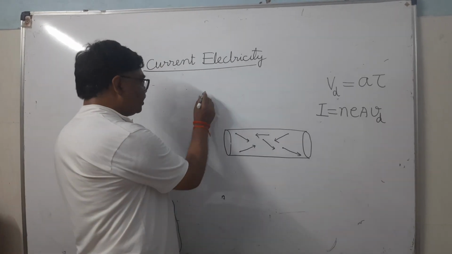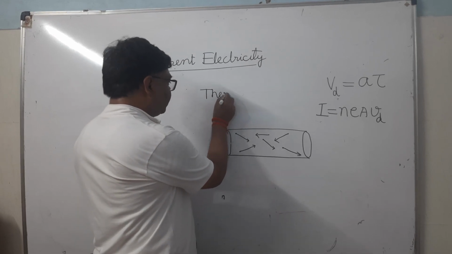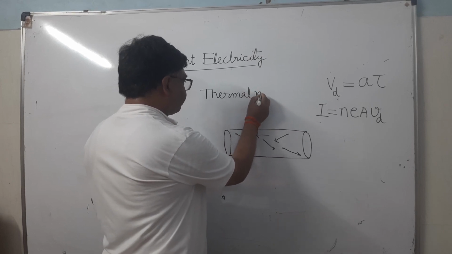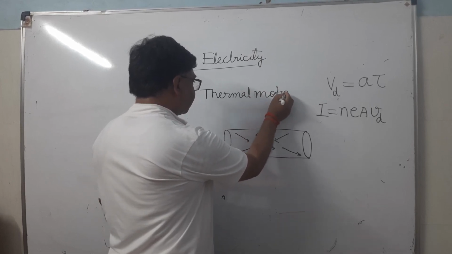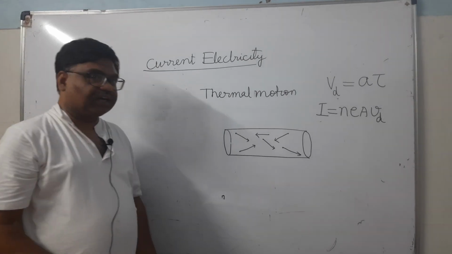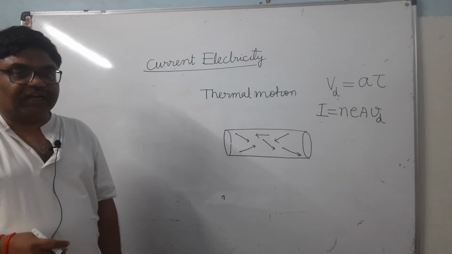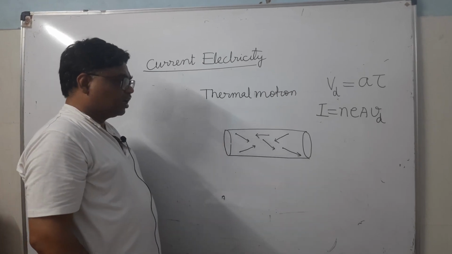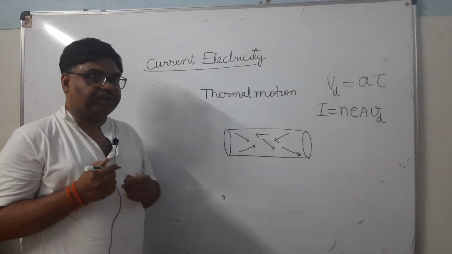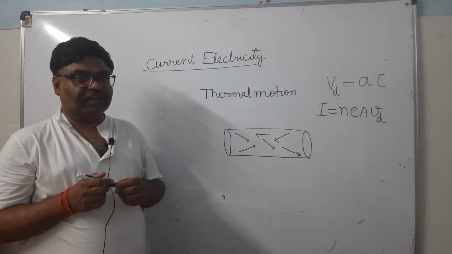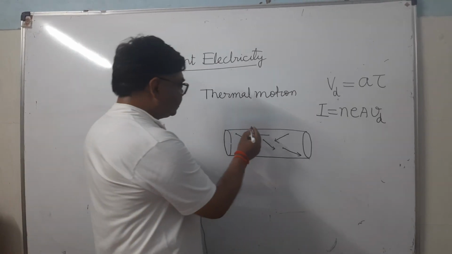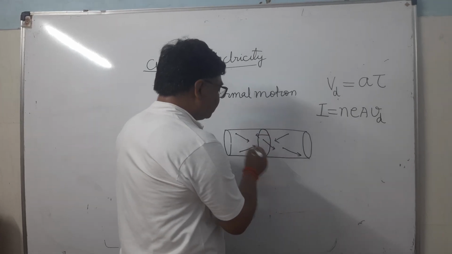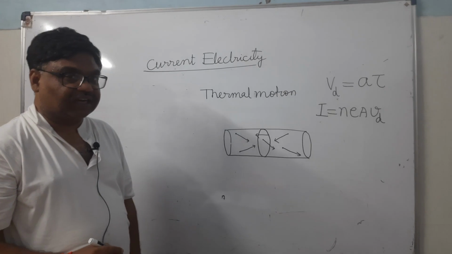This motion we call the thermal motion. And why thermal motion? Because the motion is due to the thermal energy of the conductor. So, thermal motion of the electrons will not constitute any electric current. And why? Because electrons are moving randomly. Current produced by one electron will be neutralized by the other electrons. In other words, we can say that an equal number of electrons are crossing any cross section from either side.